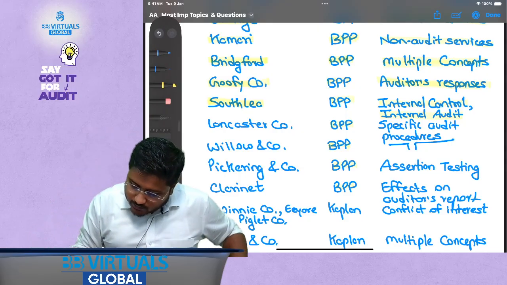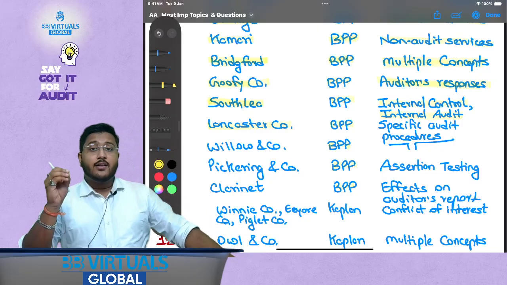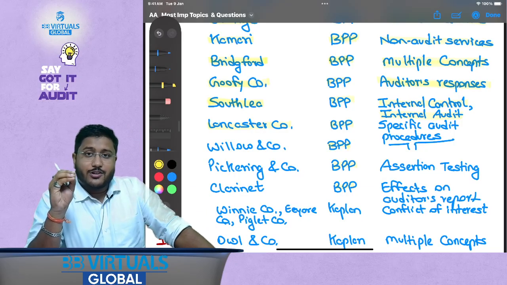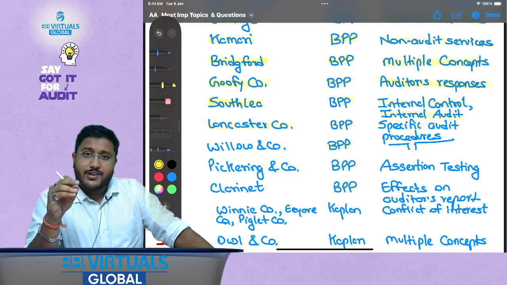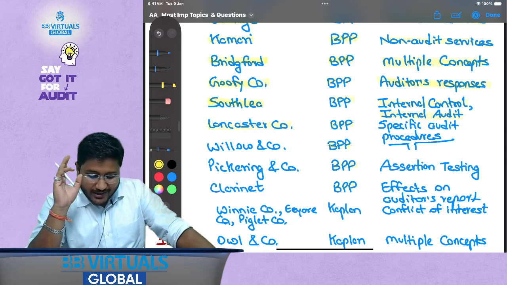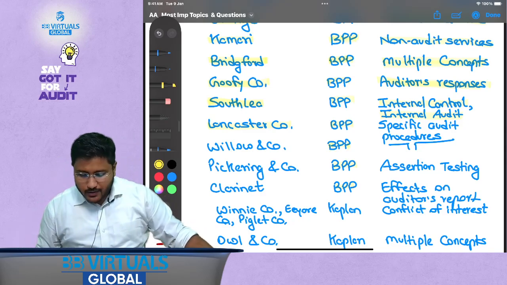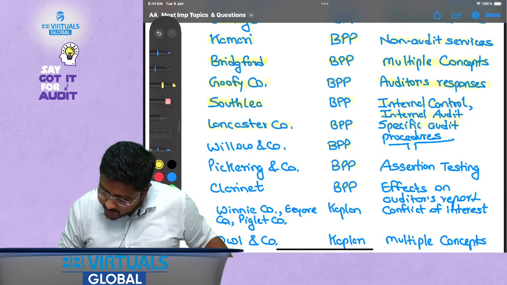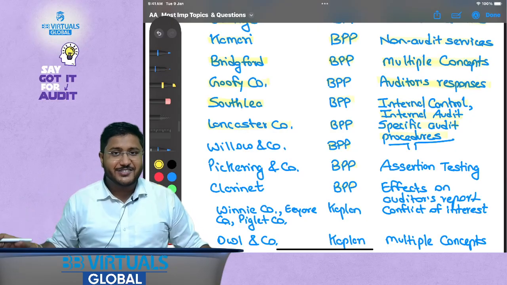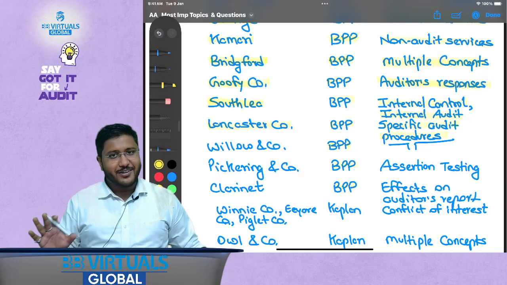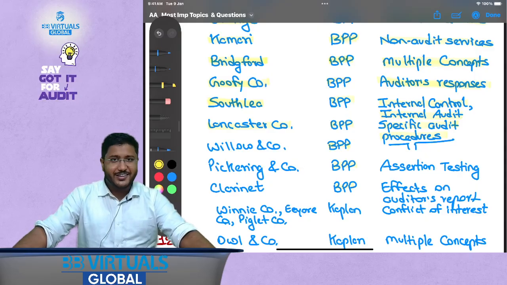Okay, then Lancaster Company. Please excuse me if I mispronounce any of the names, but please try to understand the concept here. Lancaster Company, BPP, specific audit procedures. If you have any suggestions on how I need to pronounce a particular name, please feel free to let me know. But please focus on the name first.